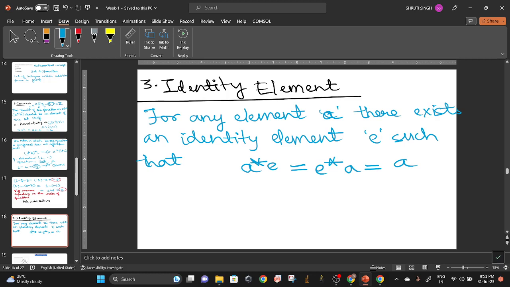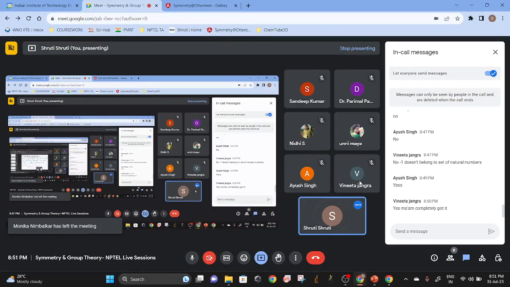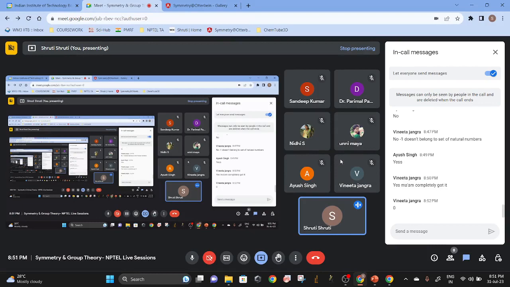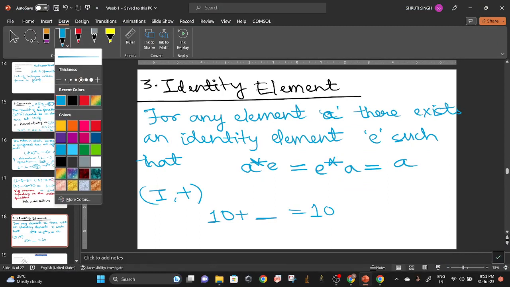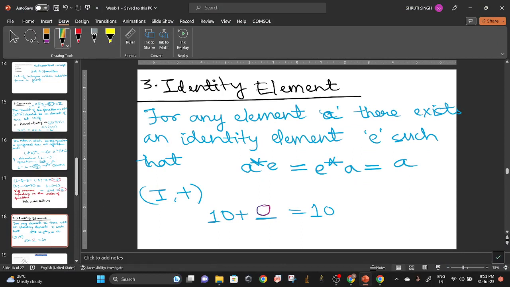Whatever operation I do with the identity element, it should give me back the same element, right? Suppose our set is integers with addition. Suppose I have 10 here. 10 plus, what shall I add here to get 10 again? Can you guys guess? What shall I add to 10 to get 10? 0. Very simple. We have to add 0 to it to get 10 again. So 0 is the identity element for this set and this binary operation.